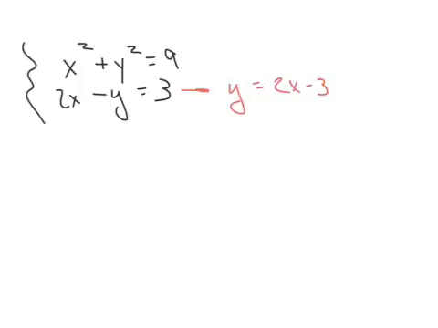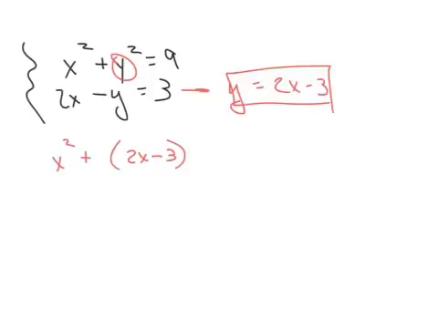So we have y equals 2x minus 3. Now we're going to substitute. Wherever there's a y, we're going to put 2x minus 3. And what's being done to that y? It's being squared. So now we go ahead and do the FOIL method with 2x minus 3, and we're going to put that in parentheses here. And then we're just going to go ahead and solve it.